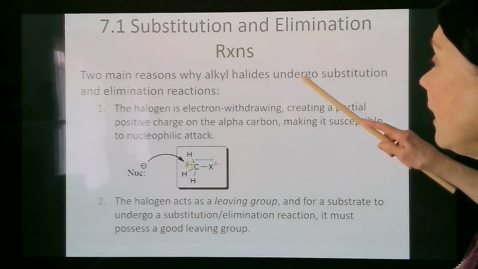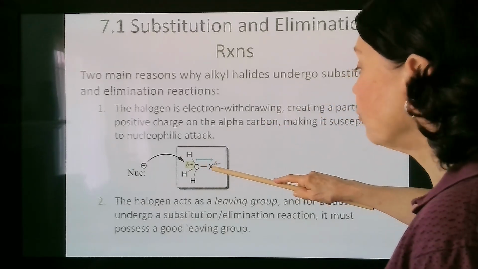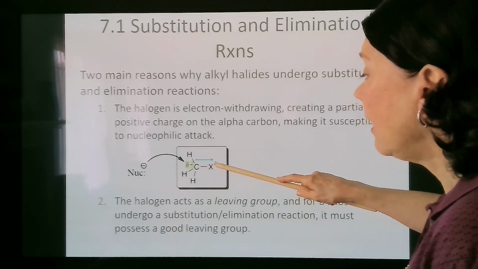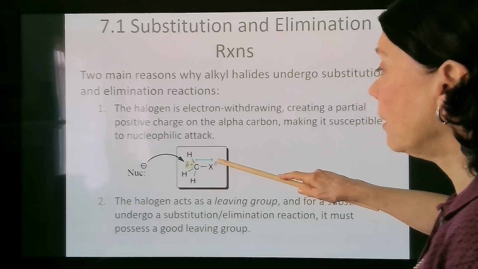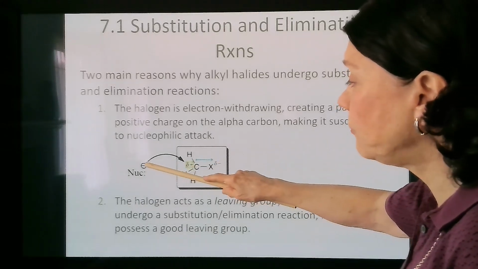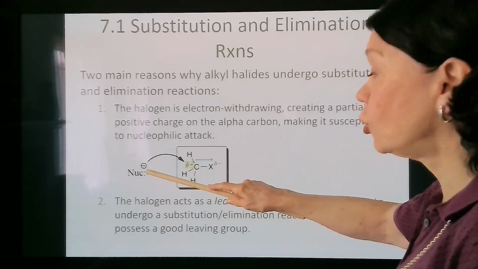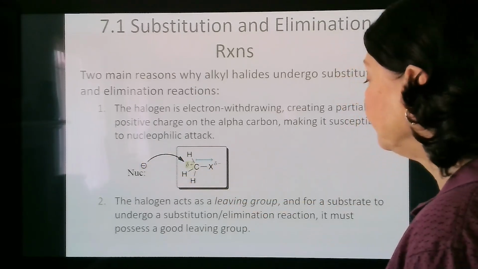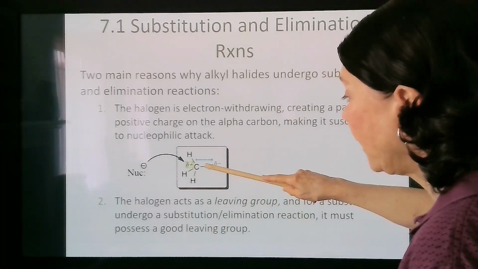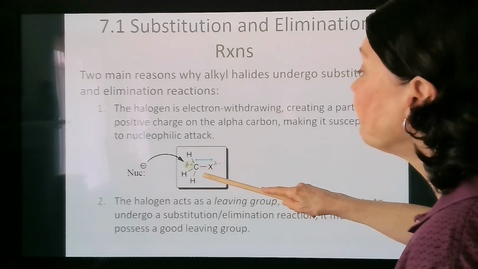The reason that they undergo the substitution is the halogen is electron withdrawing. That makes the carbon partially positive, and the halogen is bearing a partial negative. And so since this is partially positive, it makes it susceptible, and it actually attracts the negatively charged or electron-rich nucleophile. And so here, this can easily depart with a pair of electrons, and the nucleophile can come in for backside attack.